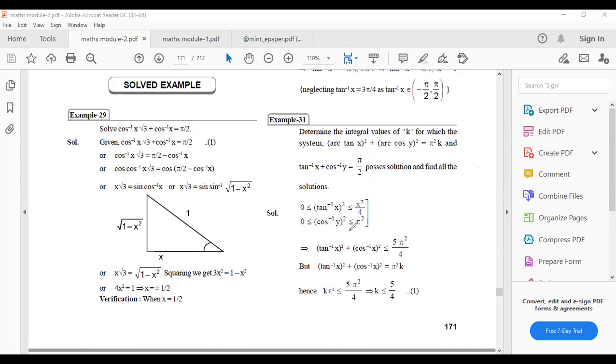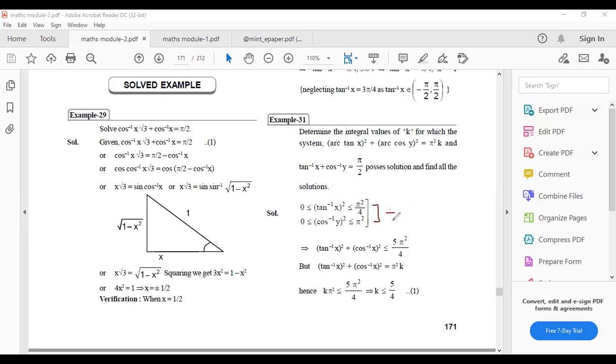Cos inverse y bracket square will be ranging from... Now you all know the principal value branch for cos inverse is 0 to pi. So if you square them, it will be ranging from 0 square to pi square. That is 0 to pi square. Got it, all of you?